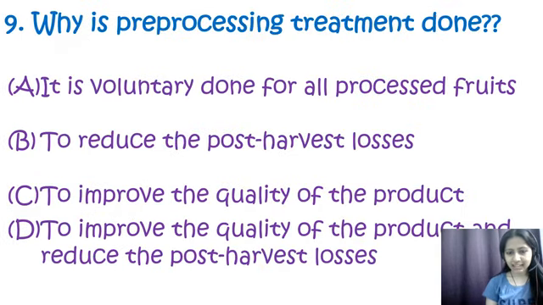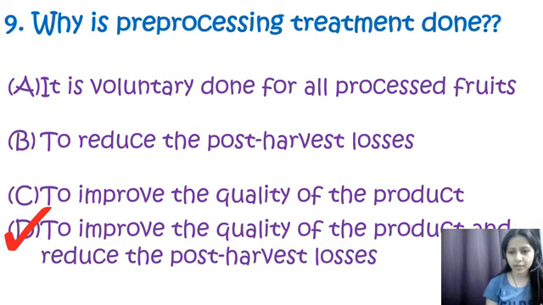So question number 9. Why is pre-processing treatment done? So options are A, it is voluntarily done for all the processed fruits. B, to reduce the post-harvest losses. C, to improve the quality of the product. And D, to improve the quality of the product and to reduce the post-harvest losses. So among the following, the most appropriate answer will be D, that is it improves the quality of the product and also it reduces the post-harvest losses.